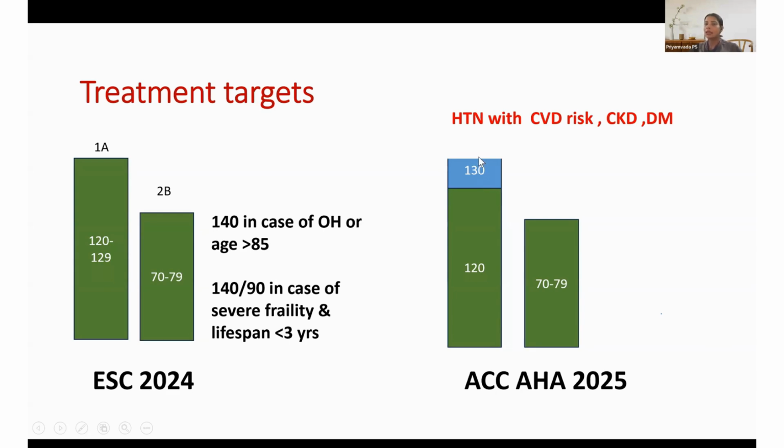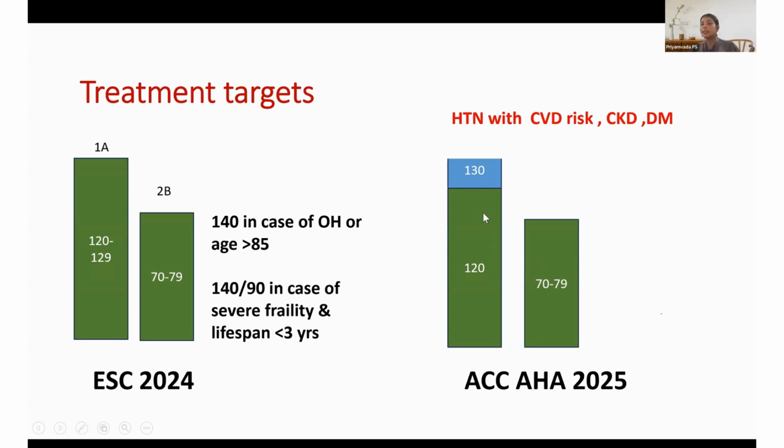So 130 if the patient does not have any risk, preferably with a recommendation to bring it further down to 120. And if the patient has any other additional risk factors, it has to be kept to less than 120. Diastolic blood pressure is the same as the European Society of Cardiology.